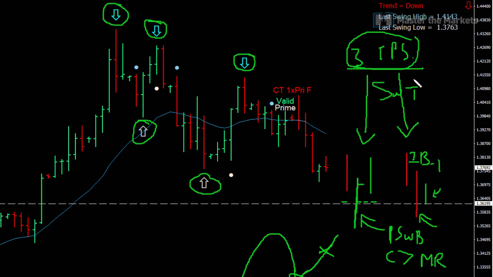Okay, the final one is what we call a primary minus 1. It usually looks like this. Two red bars coming down, and finally we get a primary bar taking out the high of the previous bar. According to this, this bar here is what we will call the primary minus 1. After that, you can carry on to move up further.